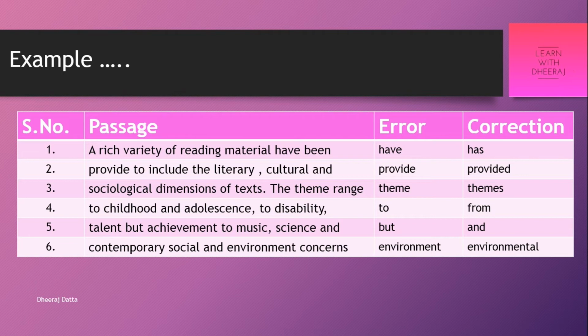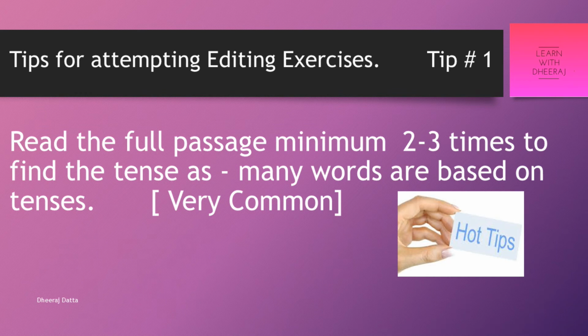So what they have done is conjunctions have been written wrong in sentence number 5. And in the last sentence, instead of "environment", it should be "environmental". So in this sentence, "environment" is an error. It should be "environmental". So this is how we identify errors. Now let's go through various tips and techniques which are very important for solving integrated exercises.